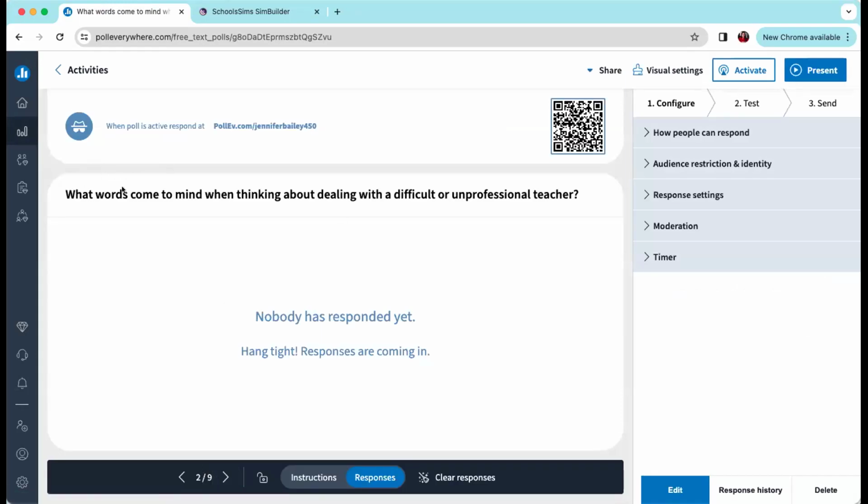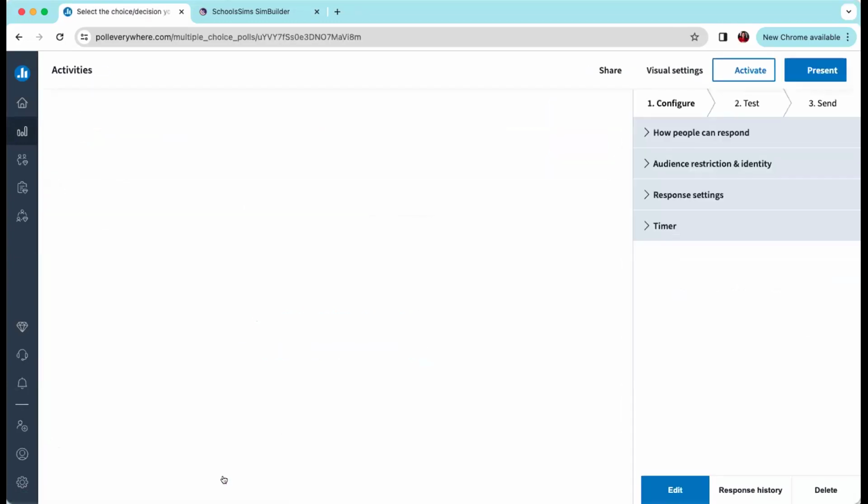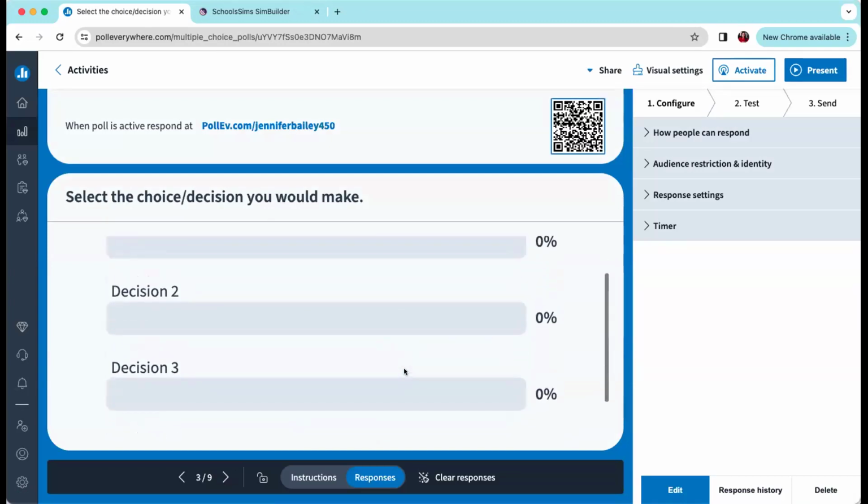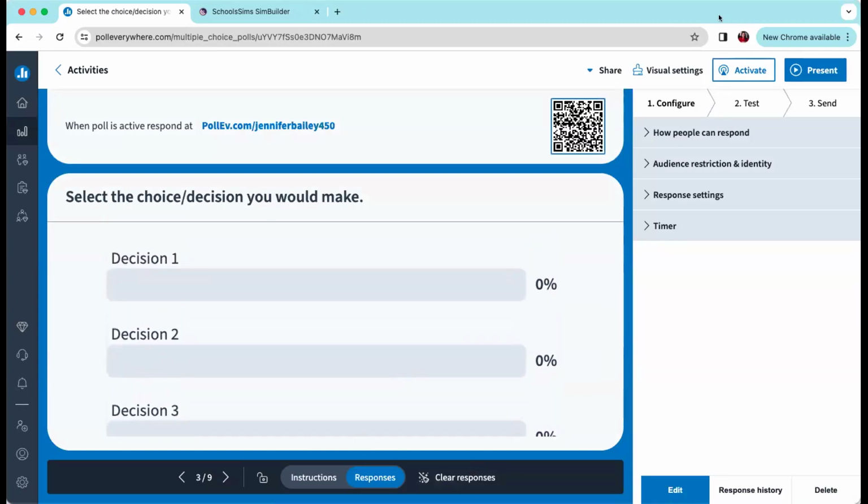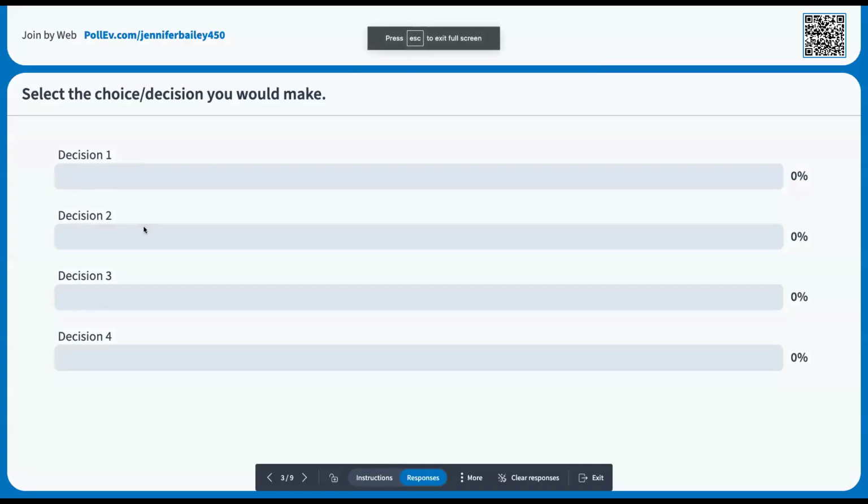So I usually start them with this: what words come to mind when thinking about dealing with a difficult or unprofessional teacher? That's something I do just as a brain starter, to get them going and thinking before we jump into the simulation, because obviously I have told them that it's about an unprofessional teacher. So we're not going to use that one. But what I do here for the synchronous is I set them up so they can make a decision based upon the decision factors, and then they vote.